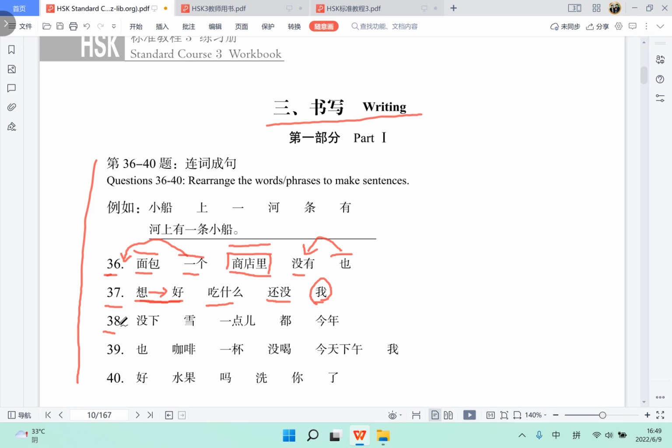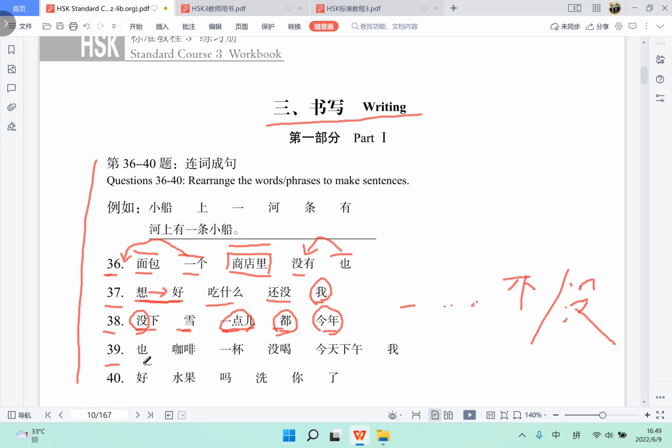And the 38. So 没下, so haven't fall, 雪, right? So 下雪的, and 一点, even a little bit, and 都, and 今年, this year. So this year time phrase normally is at the beginning of the sentence. So 今年一点雪都没下. So again 一点都没, so 一点雪都没下. Okay, so the sentence pattern of 一什么什么都没 or 不, right, 没 or 不. So you can check this grammar point in your textbook again.